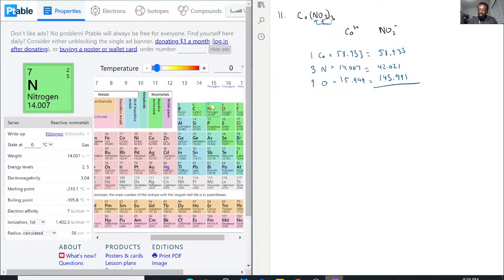143.991. I'm going to add it all together. Plus 58.933. So the total we should get for the molar mass is 244.945. And the most important part you cannot forget is the units, which is grams per mole. So this should be the molar mass that we get.